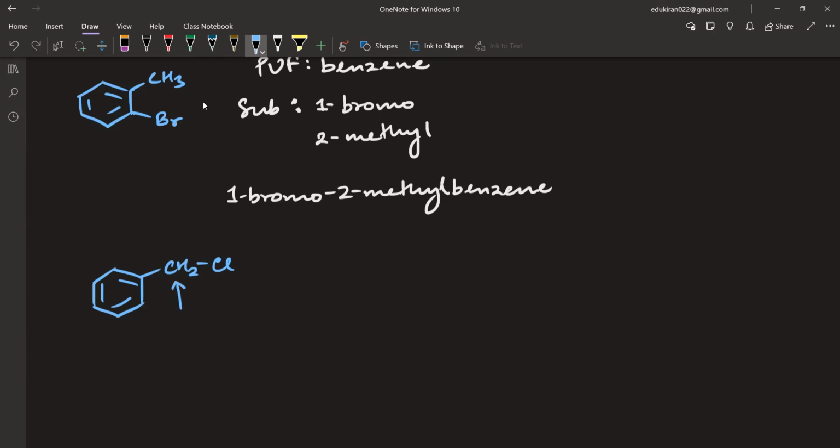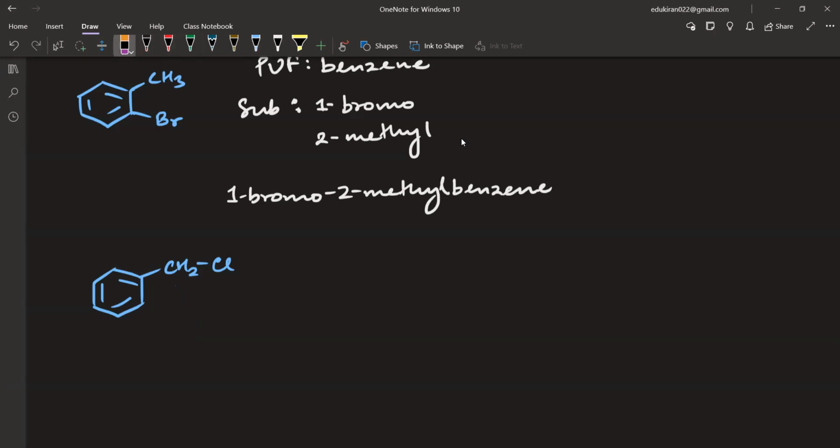This carbon is what? Is this sp2, sp3 or sp? Sorry, sp2. This carbon is what? sp3, right? Yes. So this is what? This is a haloalkane. Is this clear? Yes or no, please tell me. Yes, sir. This is benzyl halide. It is not an aryl halide. This is a benzyl halide.